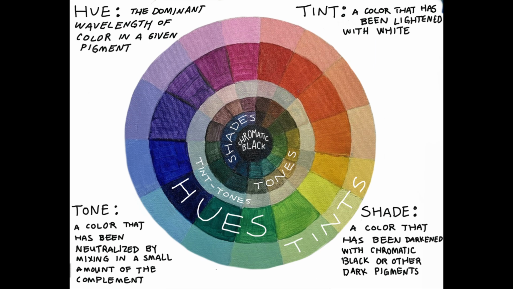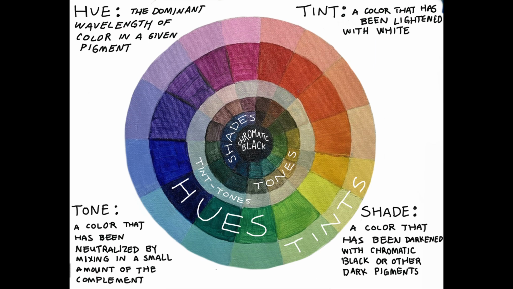A shade is a color that has been darkened with chromatic black or other dark pigments. This would be a dark red made by mixing that red paint with a chromatic black or a dark brown.